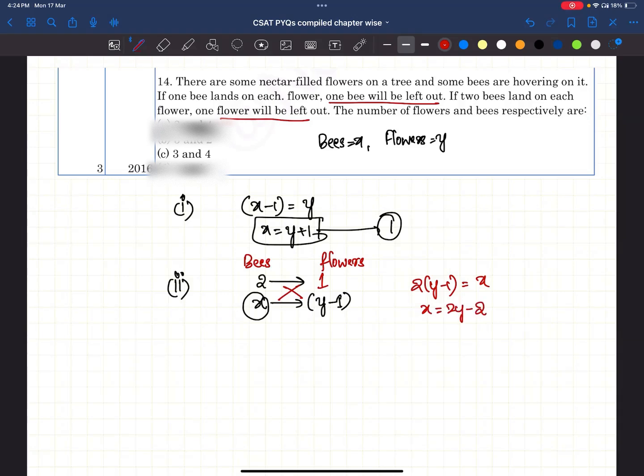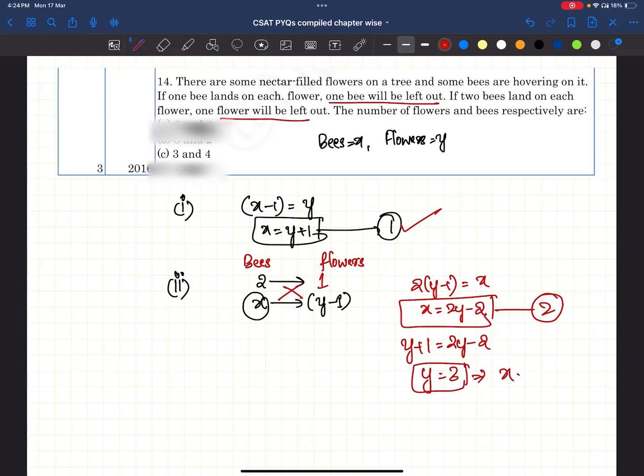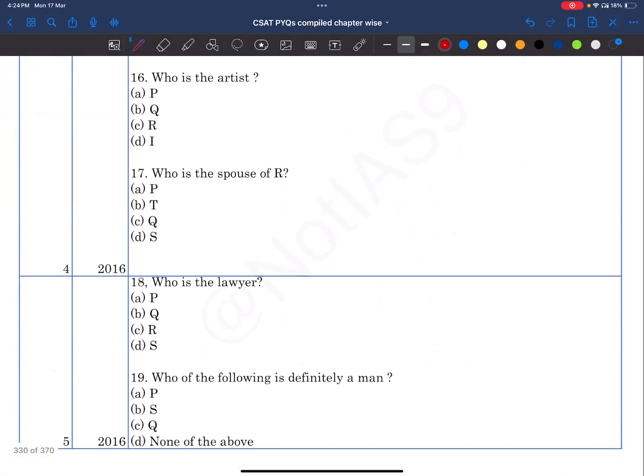We know the x value from equation number 1, so put it into equation number 2. What is the x value? y plus 1 is equals to 2y minus 2. What is the y value? y is equals to 3. Y is equals to 3 means what is the x value? y plus 1, that is 4. Let's go to the next question.